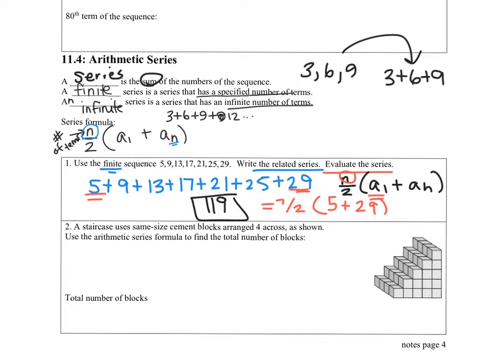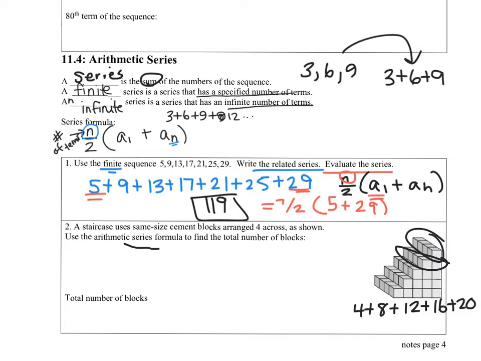Okay, second one. A staircase uses the same cement blocks arranged 4 across as shown. Use the arithmetic series formula to find the total number of blocks. This base right here has 20 blocks. This has 16 blocks. This is 12 blocks. So it's going to be 4 plus the second row is 8 plus 12 plus 16 plus 20.